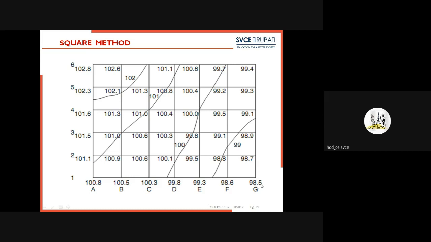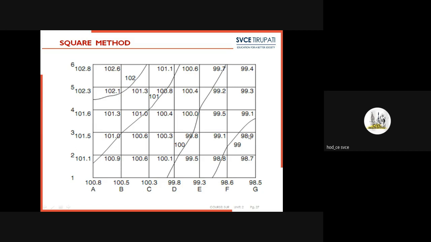Here I have 98.5 and 98.7. Within this, the 99 value may or may not fall, right? Slightly observe from here to here: 98.5, 98.7, 98.9, 99.1, 99.3, 99.4. That means from G1 to G6 the gradient of the slope is slightly increasing. Based on these values, you observe where the 99 RL should come; it should not intersect between 98.5 and 98.7. Like that, we choose and select where 99 will come.